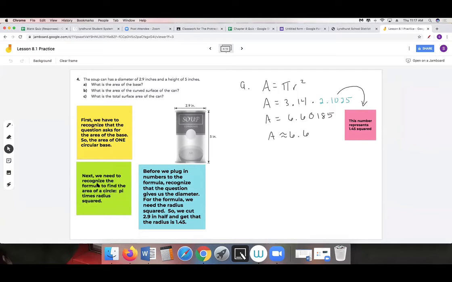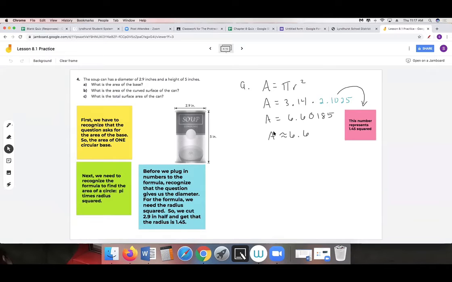All right, so next we have to recognize the formula to find the area of a circle, which is pi times radius squared. We've done that a few times. And then before we plug in the numbers to the formula, you have to recognize the question gives us diameter. So here's a diameter, but for right here, you look over on the right, to find the area of a circle, its area equals pi r squared. So I got 3.14 times 2.1025. This number represents 1.45 squared because half of the diameter is 1.45. Multiply straight across, I get this. I round it to 6.6.